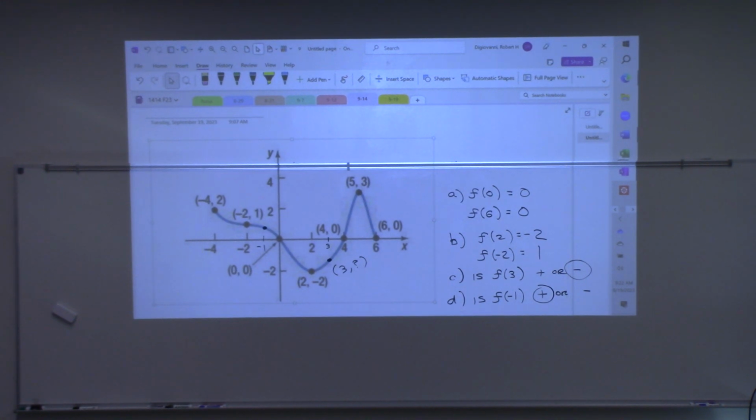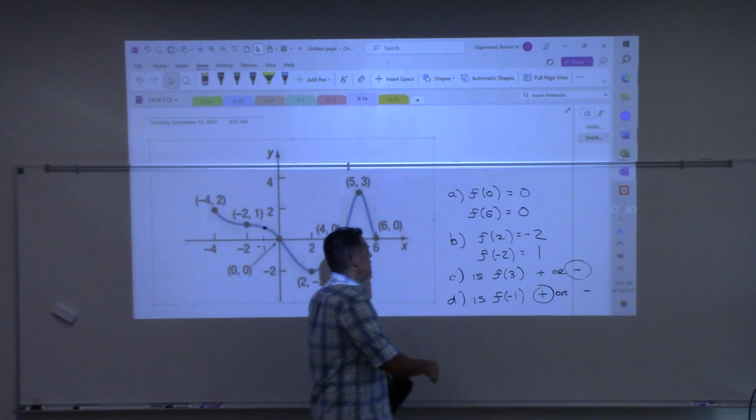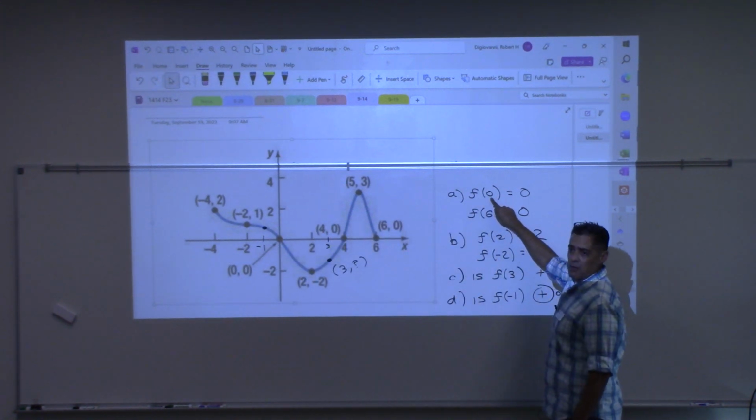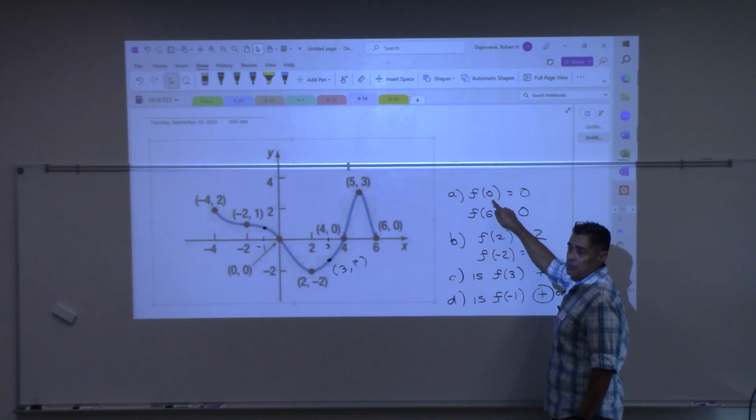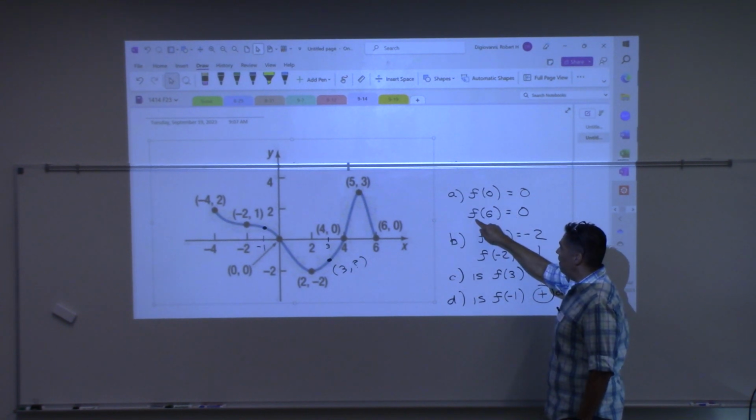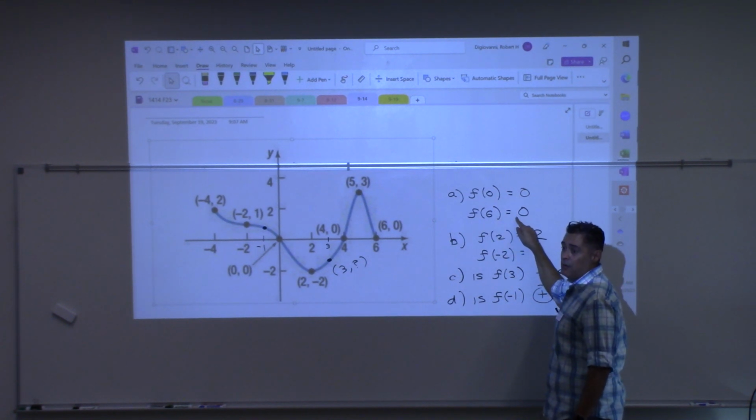Whenever you say f of x, you really just mean the x points, and then the y points. When I say f of 0, I'm saying what's the y value when you plug 0 in for x, right? When you say what's f of 6, you're saying what's the y value when you plug 6 in for x. Okay.